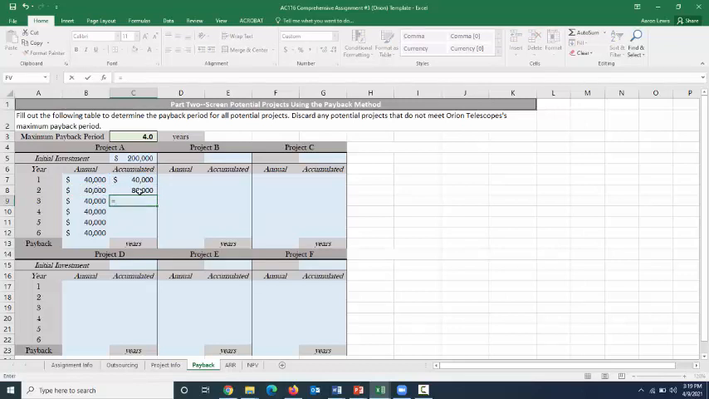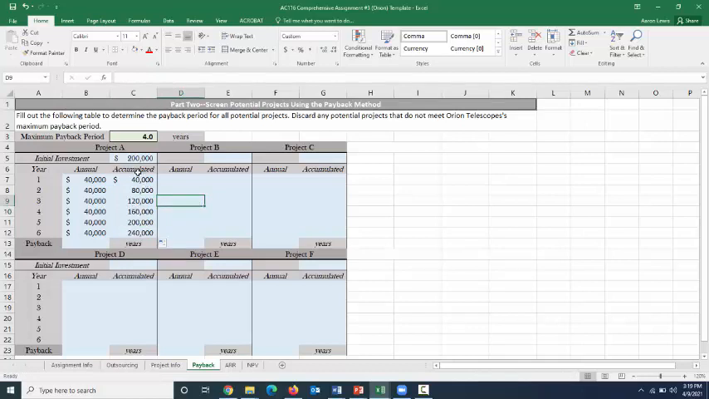After year 3, we'll take the $80,000 that we had made previously and add on another $40,000 in cash inflows, which came in year 3. And by this process, we're just going to keep adding $40,000 to our accumulated net cash inflows for this project after each year. And the question at hand for the payback method is, when will Orion recoup its initial investment?